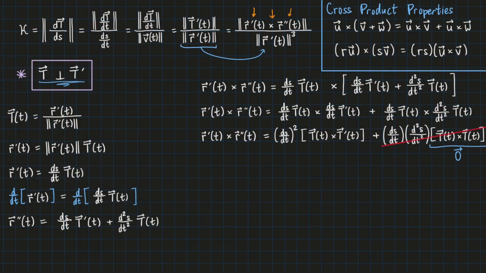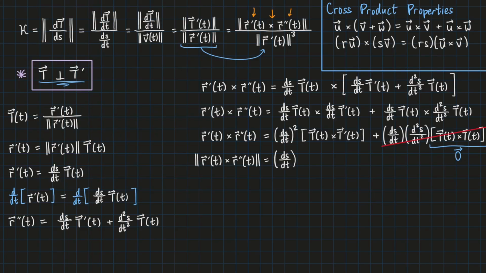If you look back at the numerator for the formula of curvature, we want the magnitude of the cross product. So let's find that. ds/dt, the speed, is already non-negative, and on top of that, it's squared, so we don't need to put bars around this term.